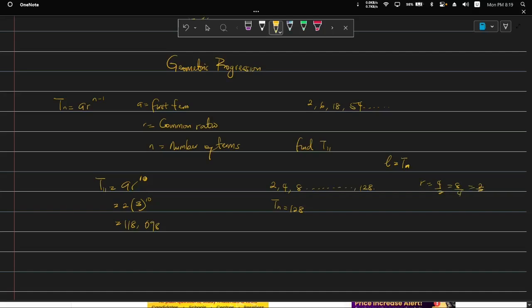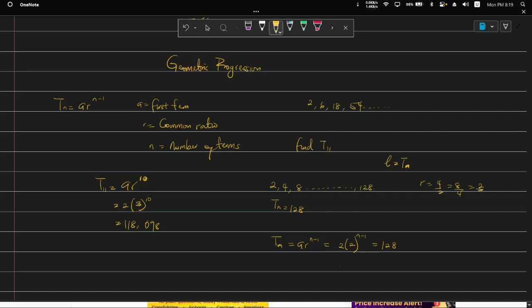Now, therefore, don't forget what's the formula for the nth term. The nth term of the GP is equal to A R to the power of n minus 1. And what is our A here? 2. What is our common ratio? 2 to the power of, we don't know, n minus 1. And this would give us 128, which is our nth term. Are we good?